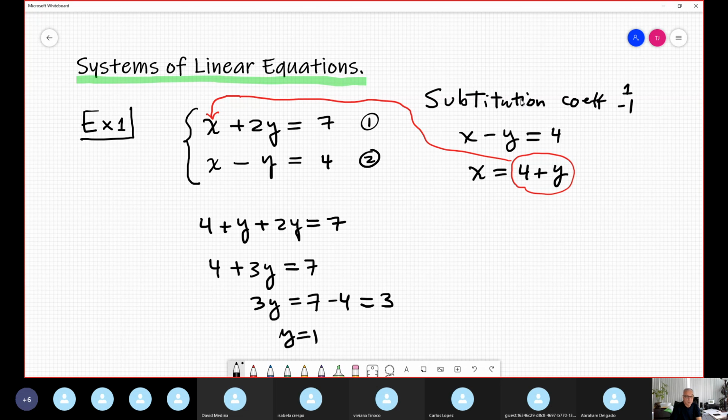Okay, y is 1. Now, I need to find x, because the solution is the ordered pair. Now, you plug in either equation, it doesn't matter which equation you select. However, in my opinion, the easy way is plugging in here, because x is isolated here waiting for me. So x is equal to 4 plus 1, which is 5. Now the solution is the ordered pair (5, 1). Remember the order: x is the first component, y is the second one.